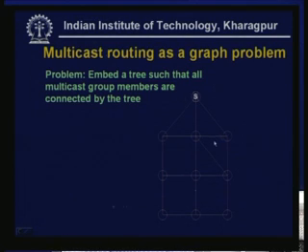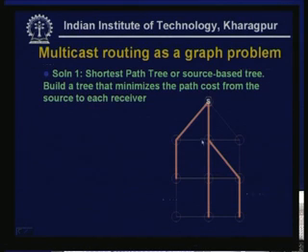Whatever graph you have, you have to embed a tree such that all multicast group members are connected by the tree. So, suppose these are the different members of the multicast group, these are the 3 members of the multicast group in the previous graph. So, I want to form a tree like this.